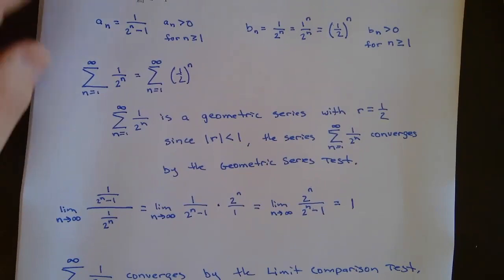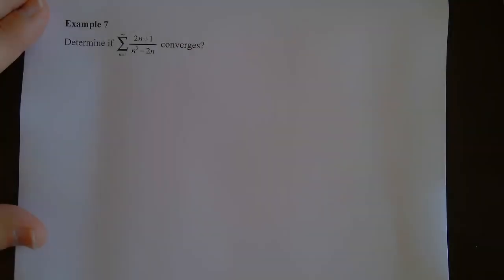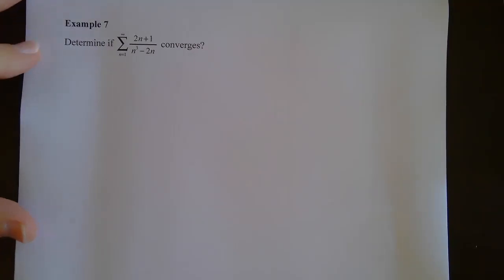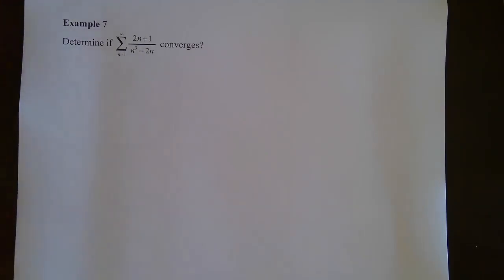All right, so let's go on to example 7, and then we'll be done for today. For example 7, determine if the sum from n equals 1 to infinity of 2n plus 1 over n cubed minus 2n converges.